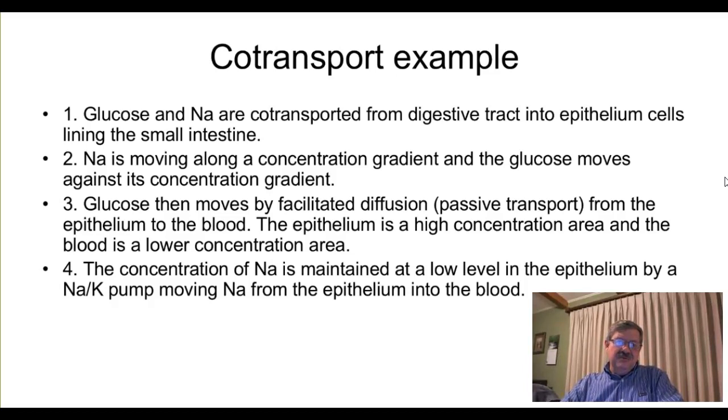Then the glucose will in turn be moved by facilitated diffusion from where it's in high concentration in the epithelium to where it's in a lower concentration in the blood. The epithelium is a high concentration area. The blood's a low concentration area. And the concentration of sodium outside the epithelium is maintained by the sodium-potassium pump, utilizing energy from the cell to maintain that high amount of sodium outside the epithelial cells.